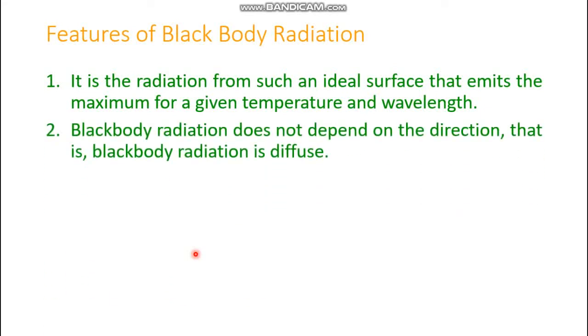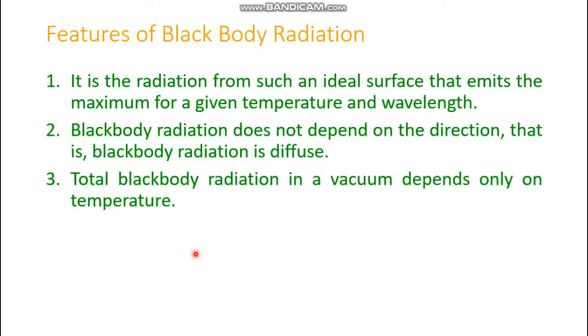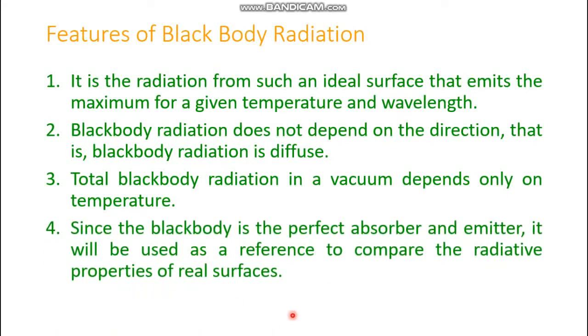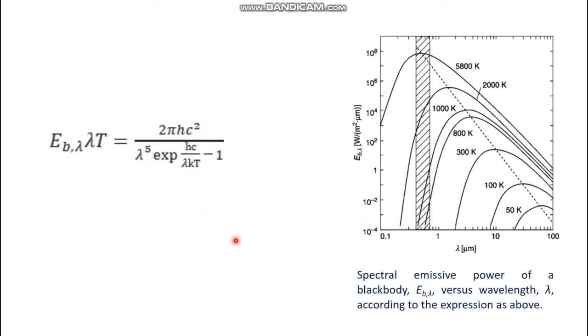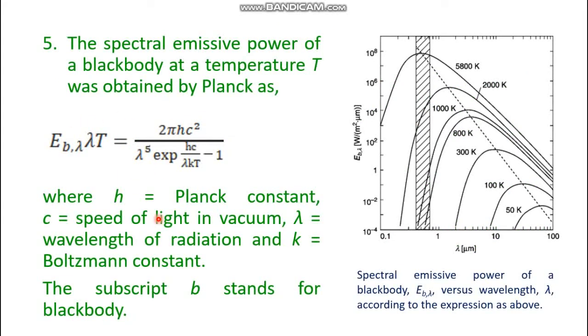Number 2, blackbody radiation does not depend on the direction. That means the blackbody radiation is diffuse. Number 3, the total blackbody radiation in a vacuum depends only on temperature. Number 4, since the blackbody is the perfect absorber and emitter, it will be used as a reference to compare the radiative properties of real surfaces. That means this part is very important. This is the base, this is the standard, and in comparison to this you can compare the radiative properties of the real surfaces.